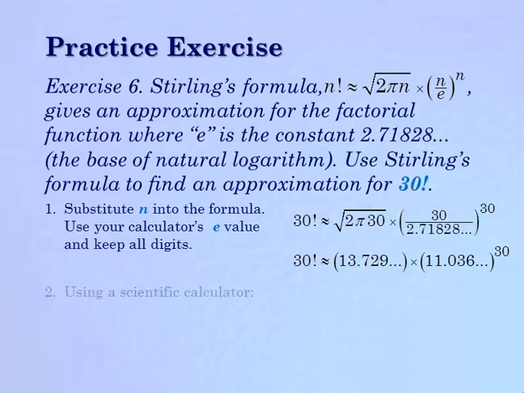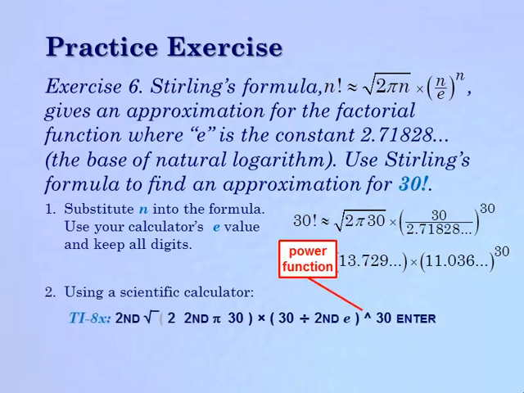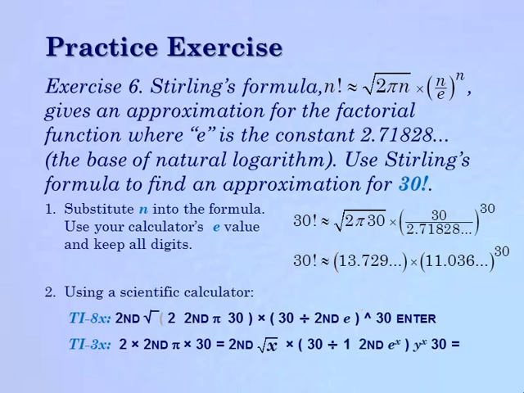And with a scientific calculator, with a TI-80 series of calculators, you'll do something like this, using the power function to the 30th power, like before. And similarly, with a TI-30 series of calculators, you'll use the second e to the x to get your e here and the y to the x function to get the 30th power. And the result should be about 2.6452 times 10 to the 32nd power.